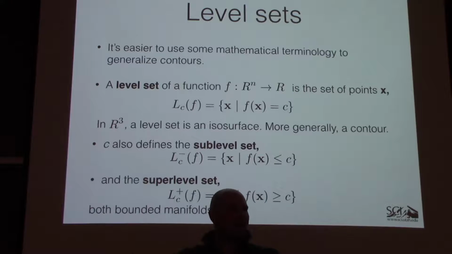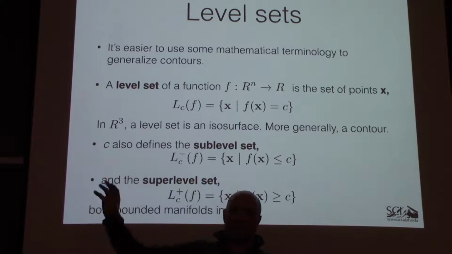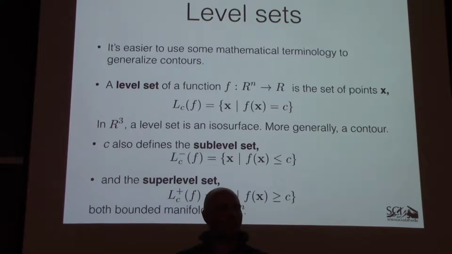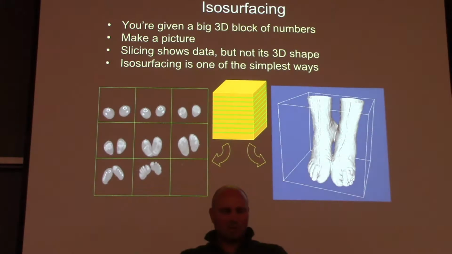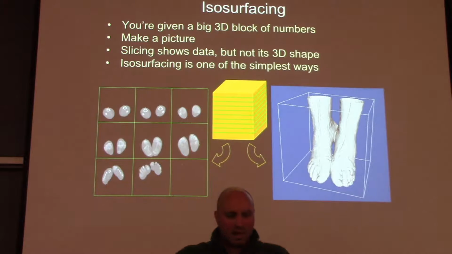And the sublevel set, if you go back to that example I had with the sphere, would be the inside of the sphere, where f of x would be the square root of x squared plus y squared. And the superlevel set would be the outside of the sphere. Both superlevel sets and sublevel sets are bounded manifolds in Rn. Bounded in one way, but that really depends on what your domain is. In practice, our volumes are bounded, so all of these end up being bounded manifolds on both sides, because we're not really rendering in all of Rn.